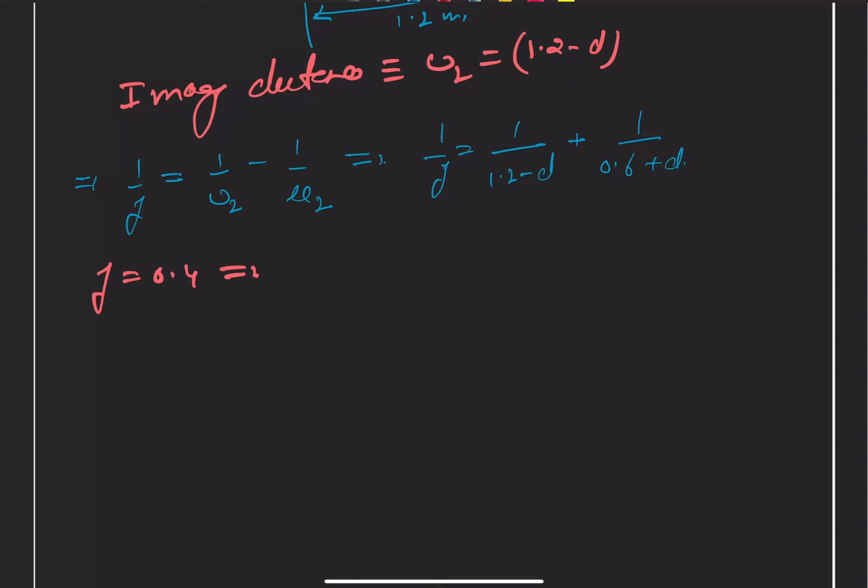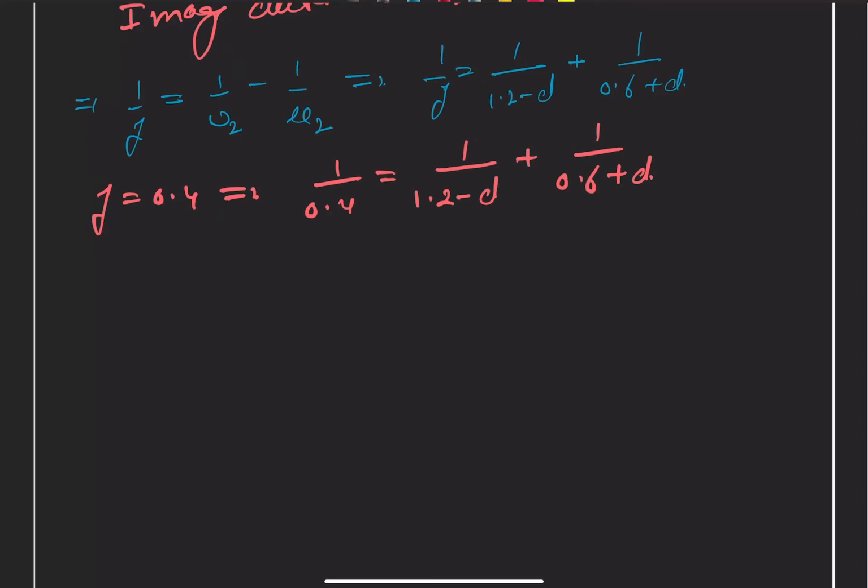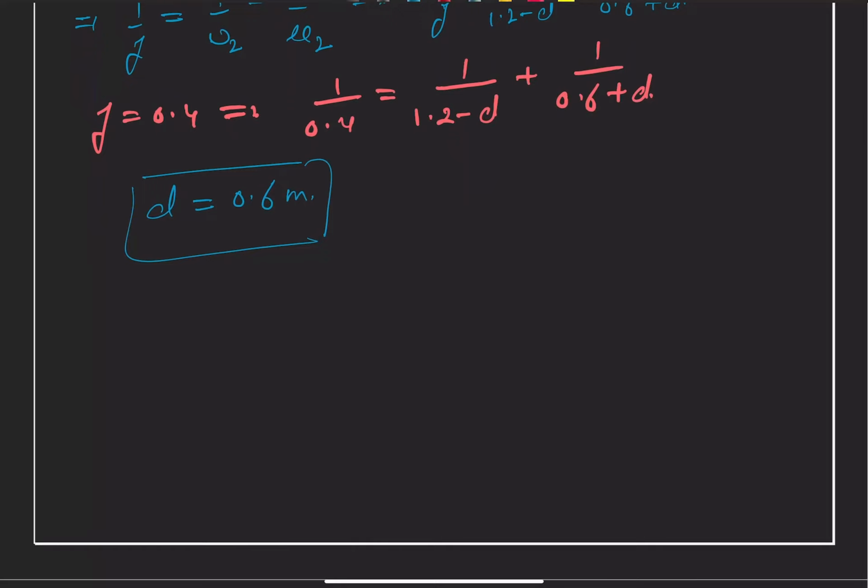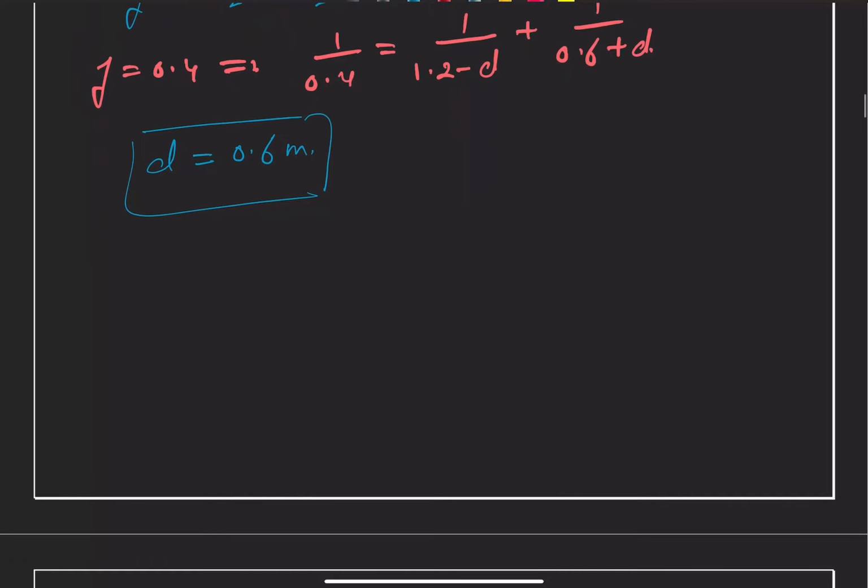So we substitute it, we get this as 1 upon 0.4 will be equal to 1.2 minus d plus 0.6 plus d. And we can solve it for d, and that d will be coming equal to 0.6 meters. So this is the distance between the, you can say, two halves. Now we can find out the magnification of both the halves.